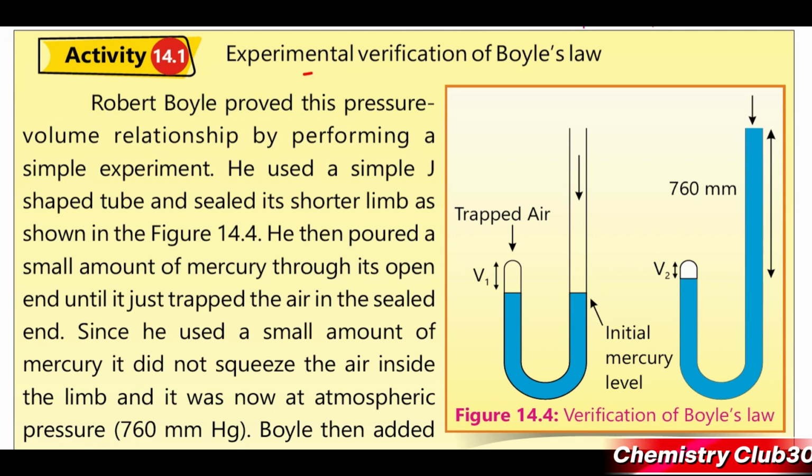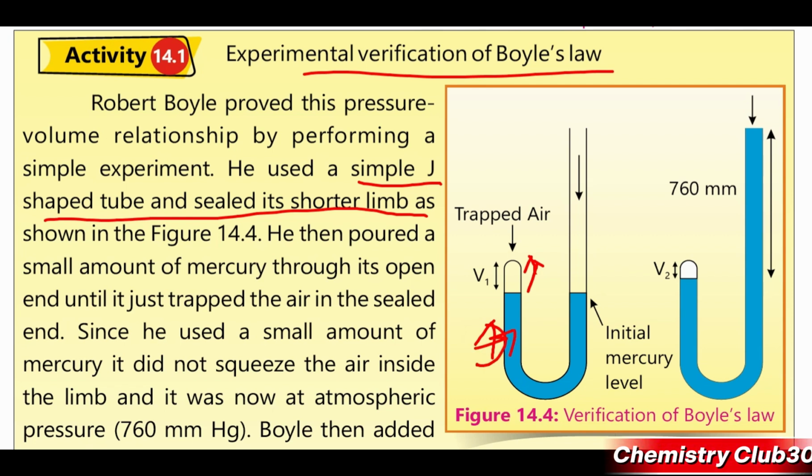Experimental verification of Boyle's law. To verify his experiment, Boyle used a simple J-shaped tube which was sealed at its shorter limb. So here you can see air is trapped, and this blue color represents mercury that is contained in this tube, and it has the same level in both the limbs in the first case, and pressure that is exerted by the atmosphere is represented by the air, and this volume is V1. Volume of the air in this case is V1.